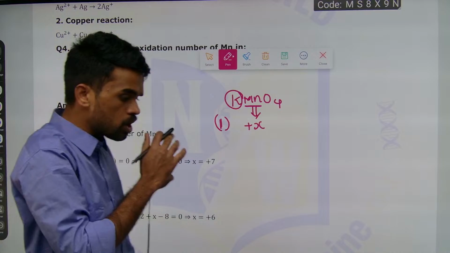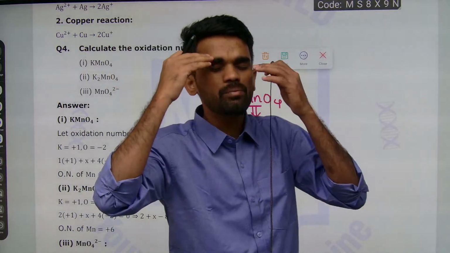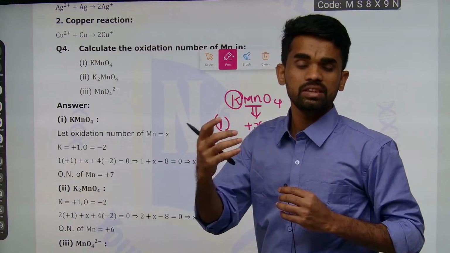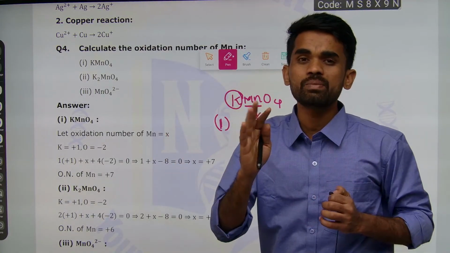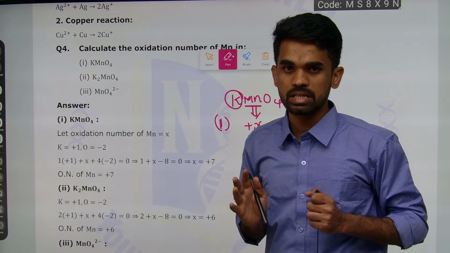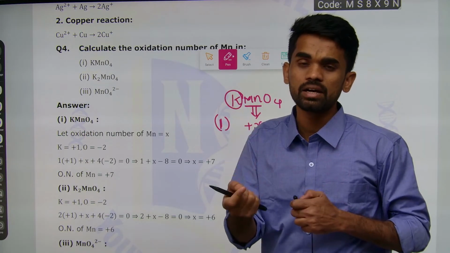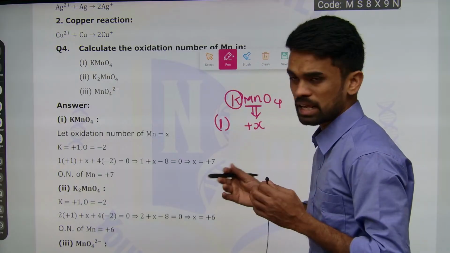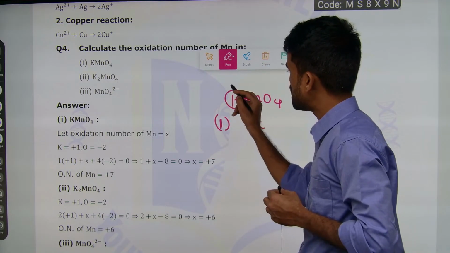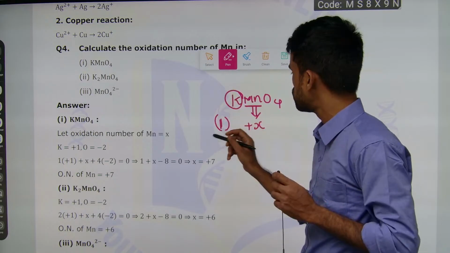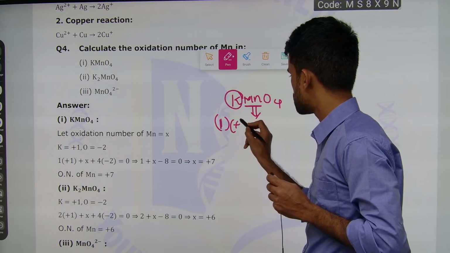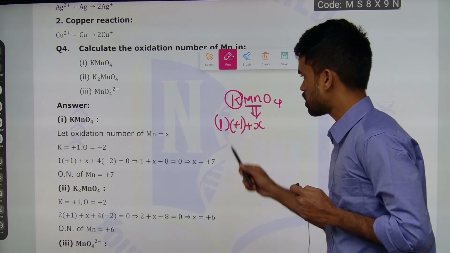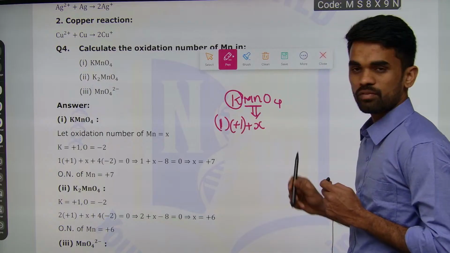See, alkali metals, whatever they combine with, will always have a +1 oxidation state. Alkali metals are highly electropositive when we compare them with other metals, so alkali metals are unipositive species in their combined states. So 1 into +1, because one potassium is there.